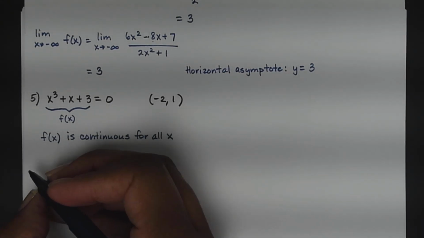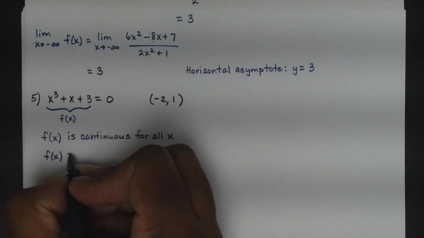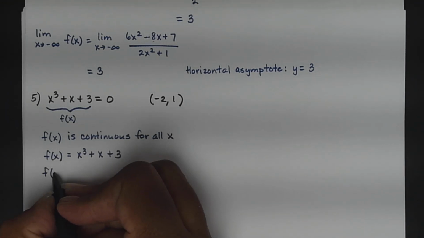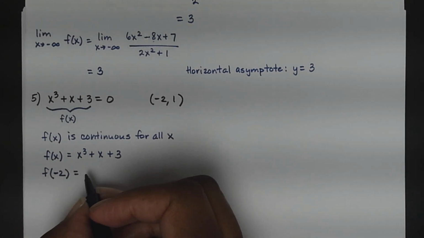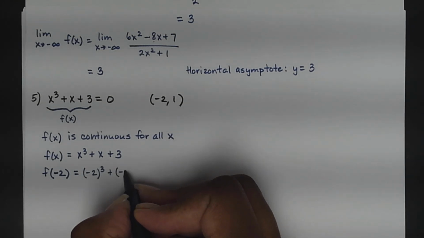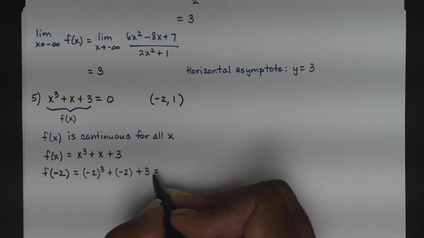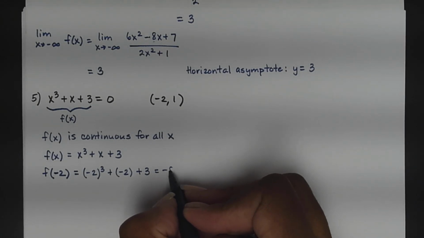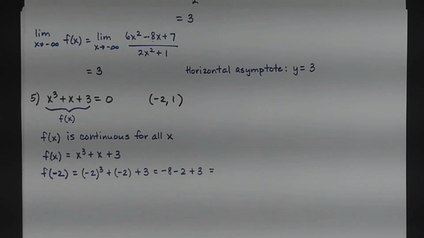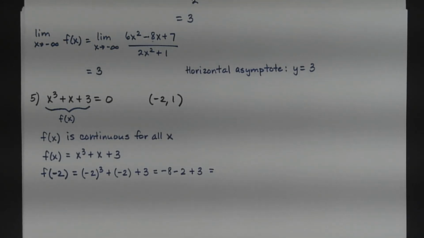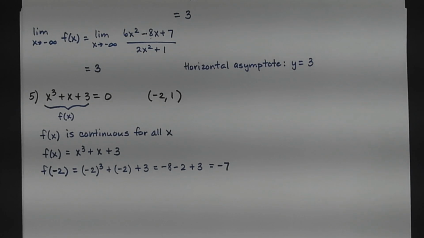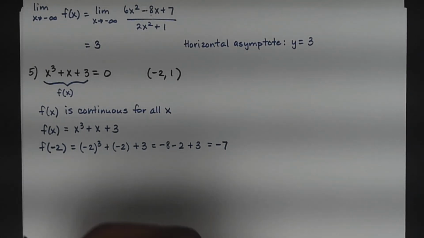Well, since f of x is equal to x cubed plus x plus 3, let's replace the x with negative 2 and the x with 1. For f of negative 2, this would be negative 2 cubed plus negative 2 plus 3. Negative 2 cubed is negative 8. I'm going to write plus negative 2 as minus 2, plus 3. So negative 8 minus 2 is negative 10. Negative 10 plus 3 is negative 7. So f of negative 2 would be negative 7.